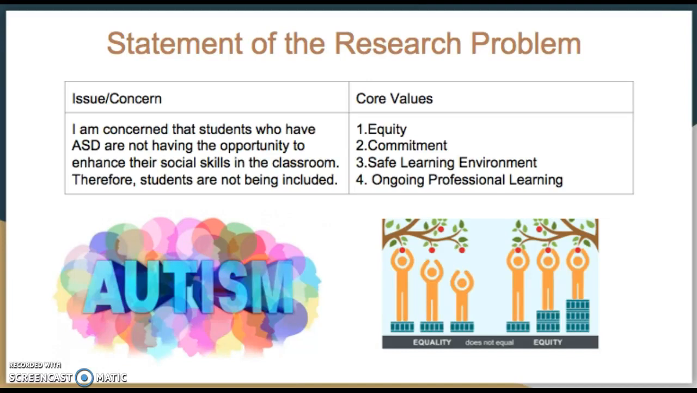My core values regarding this topic involve equity. I believe that all students should be included within the classroom and should be able to learn and grow regardless of their abilities. In regards to commitment, teachers need to be committed to helping each student succeed within the classroom. Teachers need to create a safe and positive environment where all students can learn, and both the educator and the students should be able to learn and grow in the classroom.